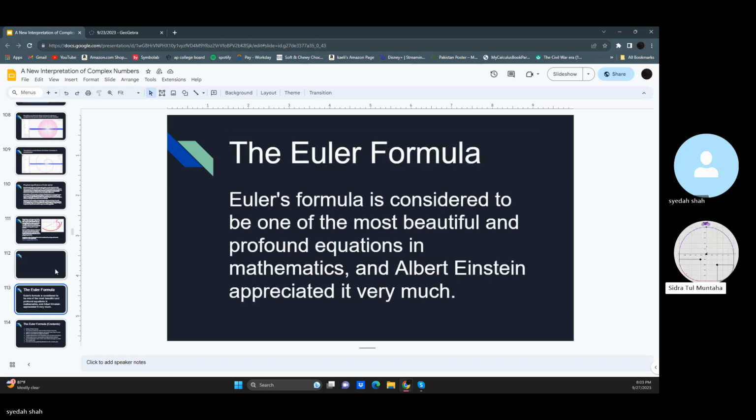So it was all about the Euler spiral. Yeah, it's very interesting.